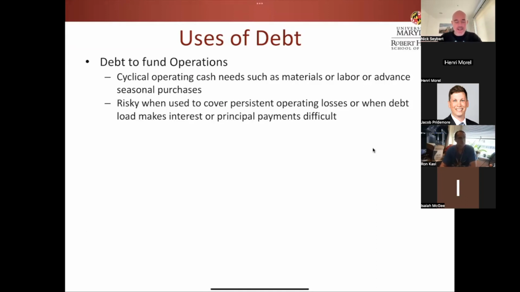So you could use debt to fund cyclical, I stress that, operating needs. The problem here is when you start taking on debt on a regular basis to fund your operations, because eventually your operations are supposed to be self-sustaining. The company needs to be earning enough money from its core business to stay alive. You can't just keep taking on debt forever. So you might be worried about companies that take on debt to fund operations.